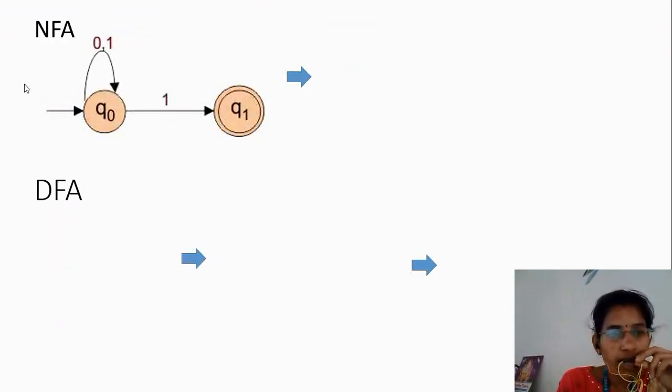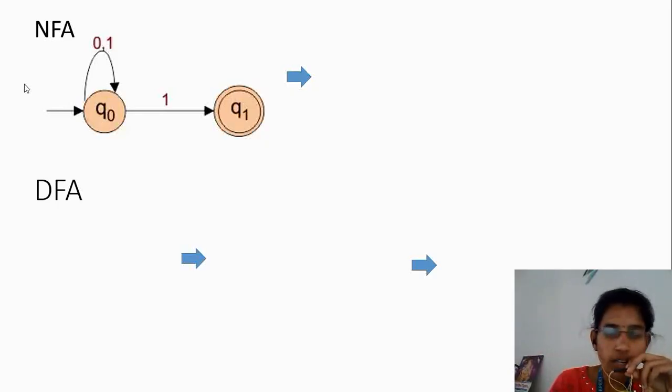So this is the NFA model for the given problem statement. The condition is that all the accepted strings must end with 1. So there is no problem about the prefix. Any combination of 0 or 1 must stay in the same state. There is no movement, just stay on the same state. You can reach the final state when the last input you read is 1. So this is our NFA diagram. So step 1 is completed.